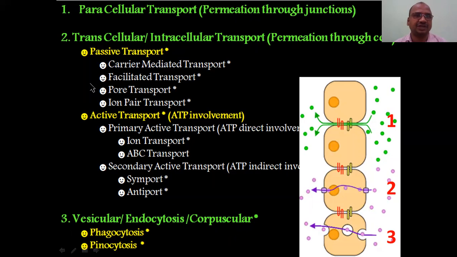Now you come to the classification. Paracellular, in that there is not much to add. Here you can see passive transport and active transport. You have to read these side by side so that you can understand well. Passive transport, carrier mediated transport, facilitated transport, pore transport, ion pair transport. Like that four types are there. In the examination, whenever they ask this, you have to write a first page full of this only.